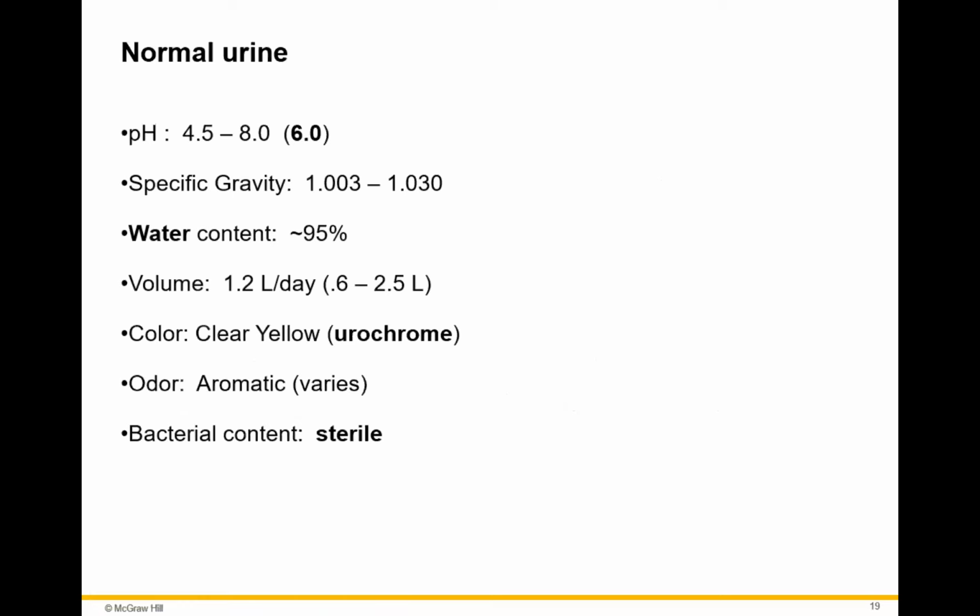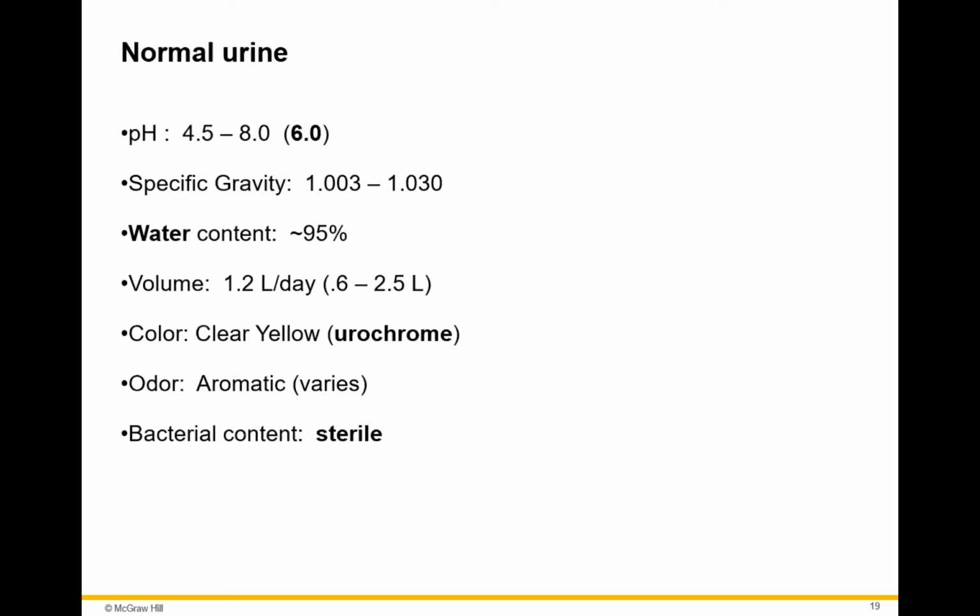So if you looked at a normal urine specimen, the pH, the average is about 6. There's kind of a wide variation depending on your acid-base balance at that particular time. Specific gravity is like a measurement of density. So water has a specific gravity of 1.000. So any substance, like any solute, such as urea, uric acid, creatinine, added to water, in this case your urine, is going to increase this value.